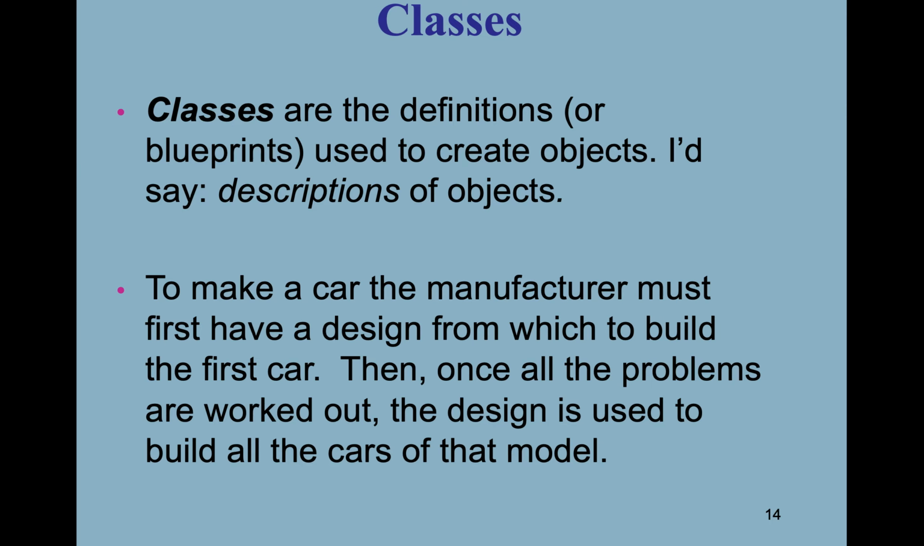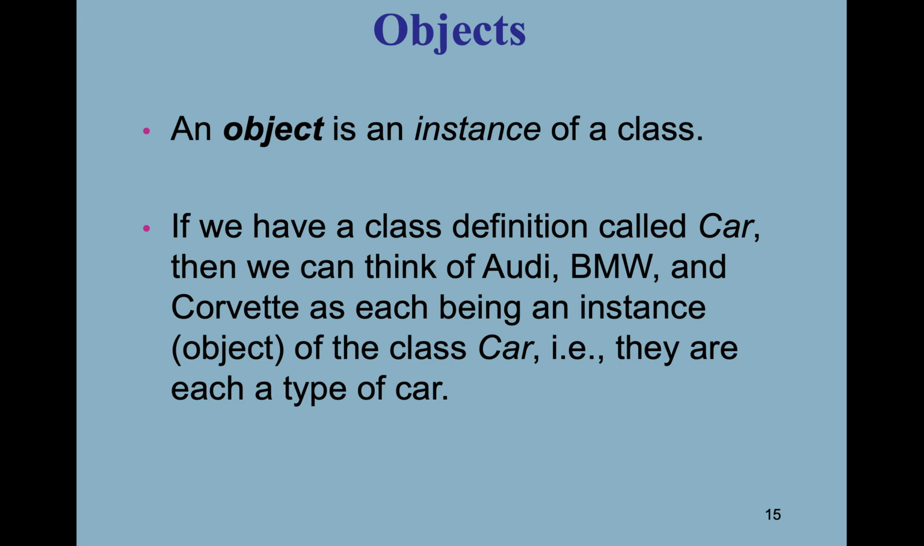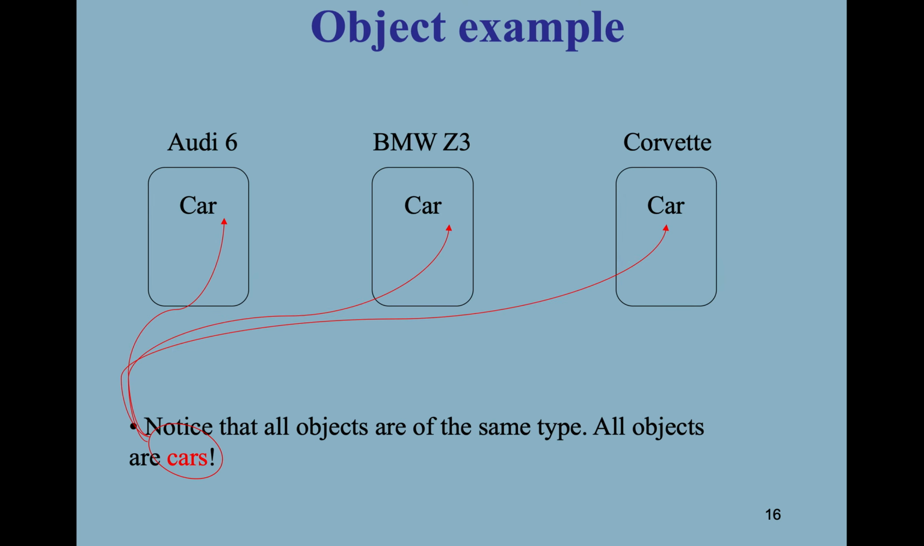Okay, so in this example, we're going to make cars. To make a car, the manufacturer must first have a design from which to build the first car. And then once the problems have been worked out and the design is perfected, then we're going to build other models of cars from that. So the object is the instance of the class. If we have a class definition called car, we can think of Audi, BMW, and Corvette as each being an instance or object of the class car. So each type is a type of car, which gives us our is-a relationship.